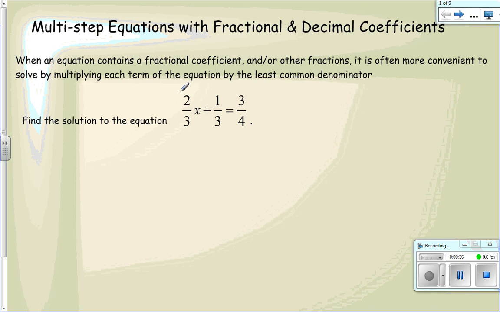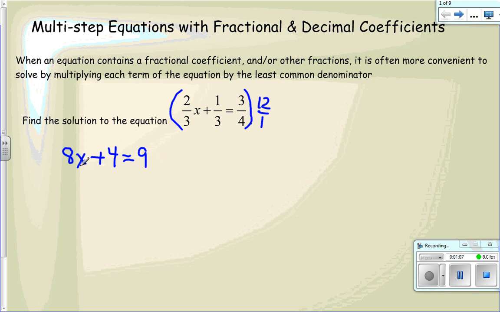So what I do is I multiply the entire equation by my least common denominator, which is 12, or if you want, 12 over 1. So I'm going to do 2/3 x times 12. So what I do is I think 12 divided by 3 is 4, and then times 2, which is 8x. And then 1/3 times 12 is going to be 4, which equals 3/4 times 12 is 9.